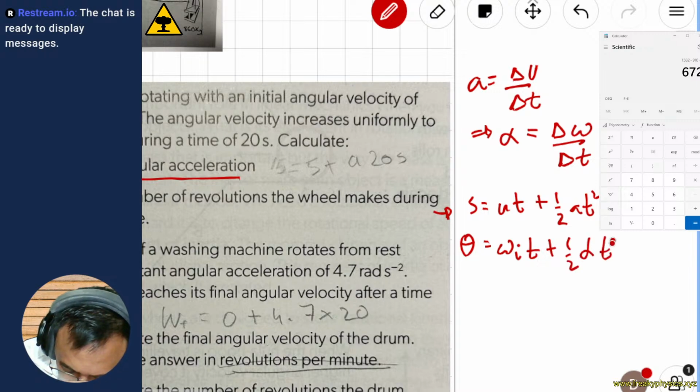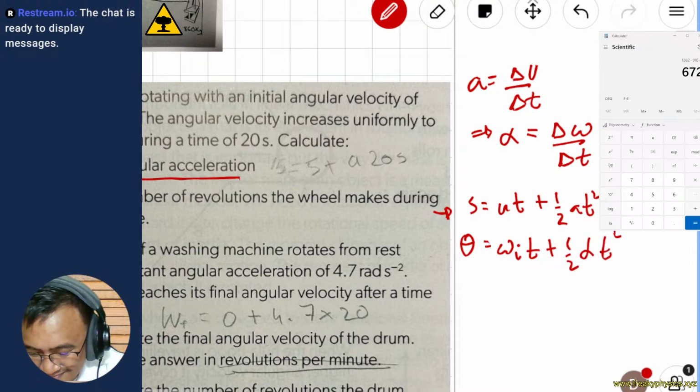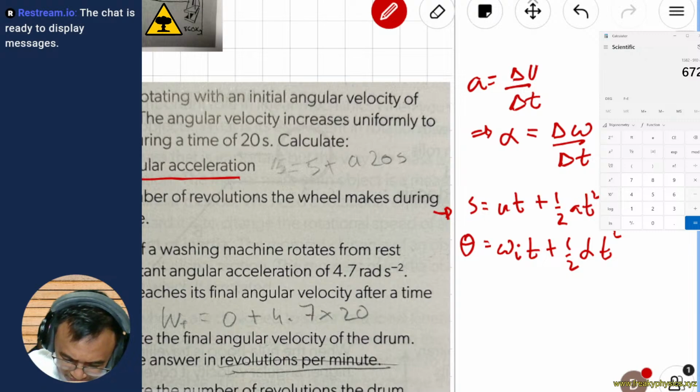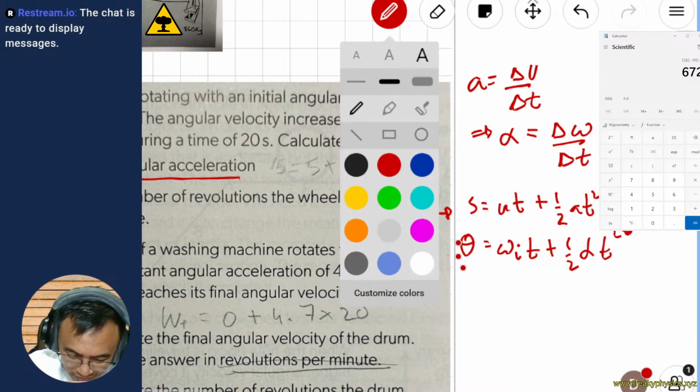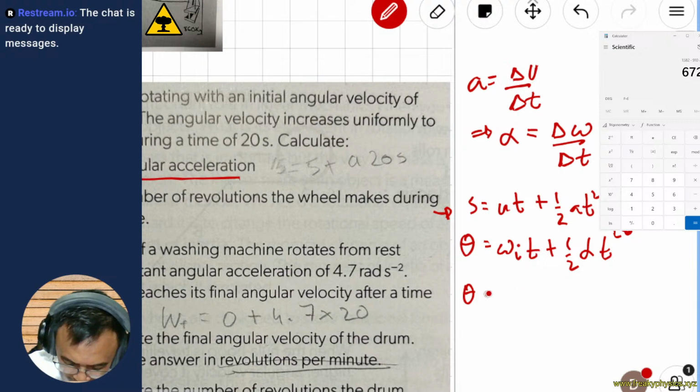But is that 200? Oh, right, you're right. So that should be 200, correct? So anyway, that's 200 radians. You're not being asked about the number of radians. You're asked about the number of revolutions. So we convert this into how many revolutions? 200 radians times, not 1 radian, but 2 pi radians for 1 revolution. So the radian cancels out, and we're gonna do 200 divided by 2 pi.